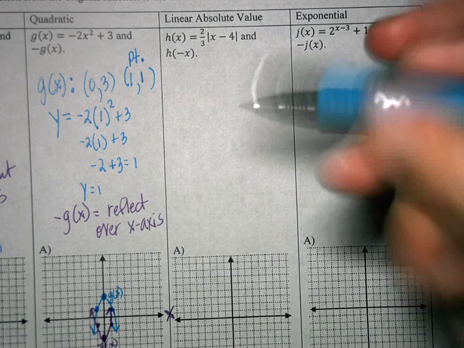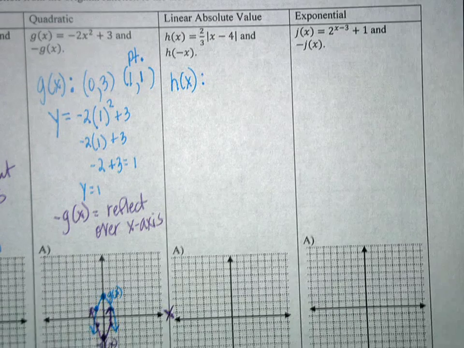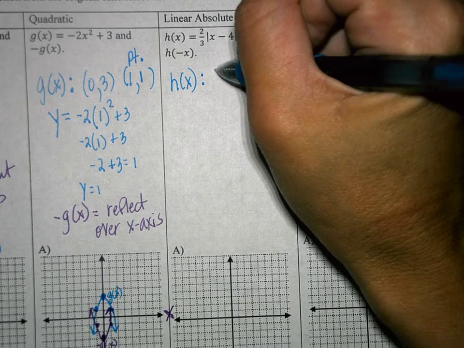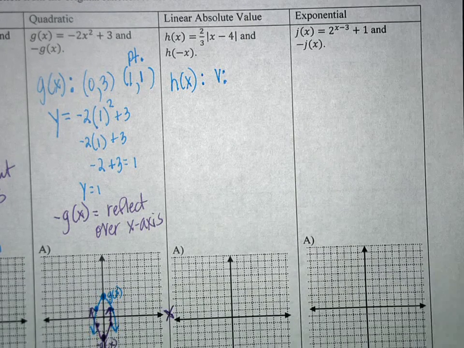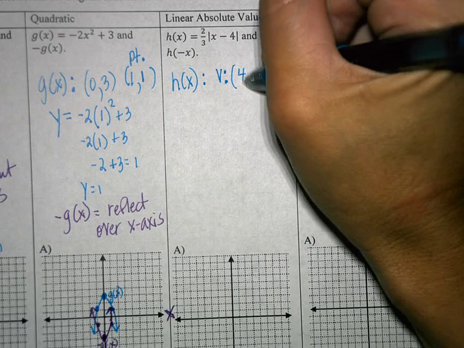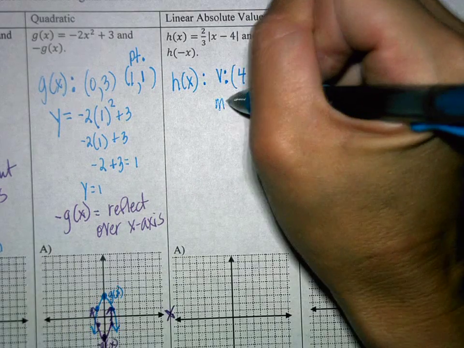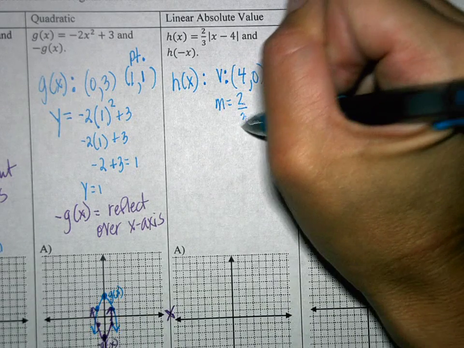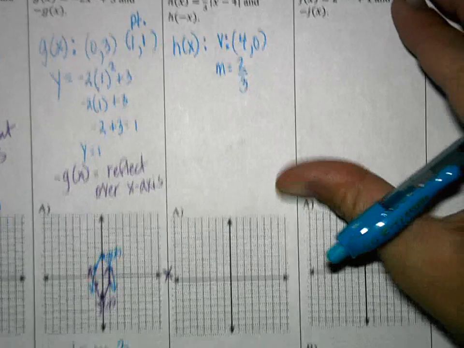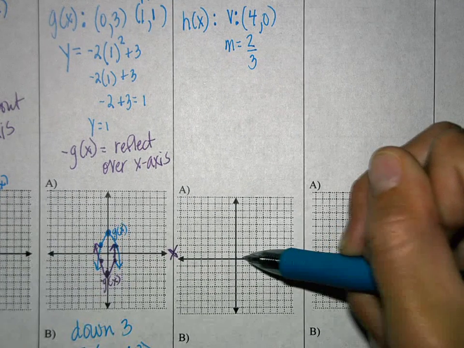So starting off with our h of x function, what will be my starting point? In this case, my starting point is called the vertex. What is my vertex? Very good, 4, 0. Okay, my slope on this one is 2 over 3. So we're going to make our first point on the graph, and we're going to go right 4, up 0.